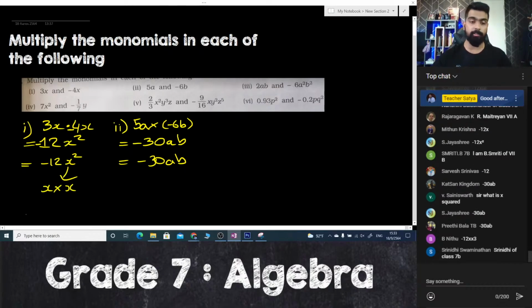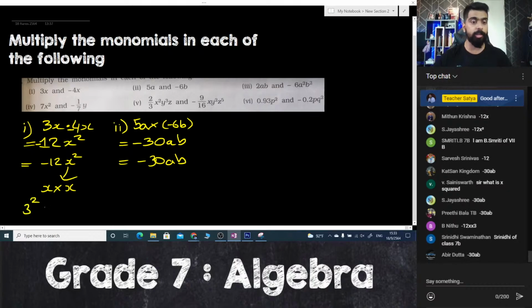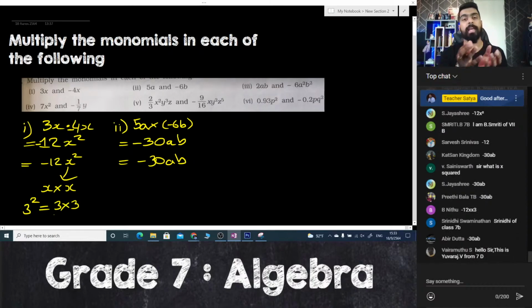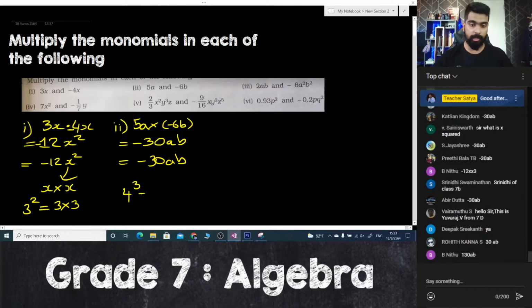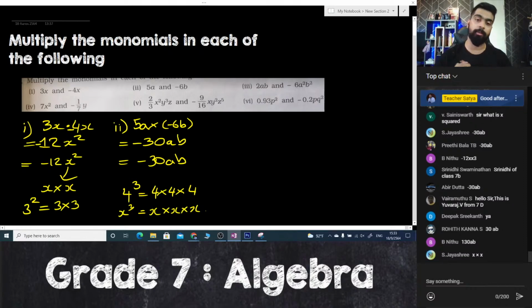In other words, let's say we have 3 squared. 3 squared means 3 multiplied by 3, all right, guys? When we take something and multiply it with the same thing 2 times, we write it as squared. For example, if we have 4 to the power of 3, 4 cubed, this is the same as 4 multiplied with 4 multiplied with 4. Same as if we have x cubed. x cubed is the same as x multiplied with x multiplied with x.